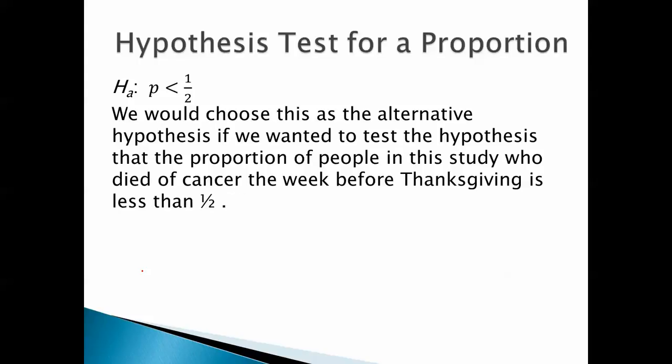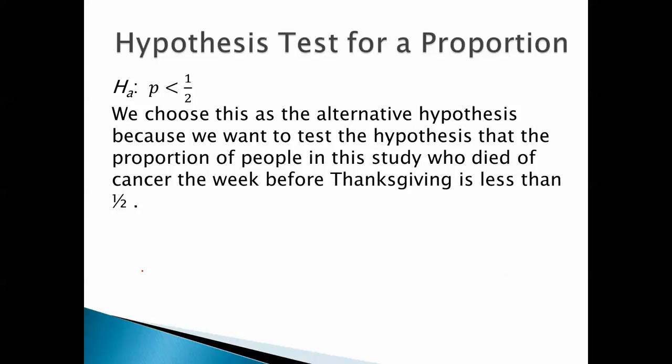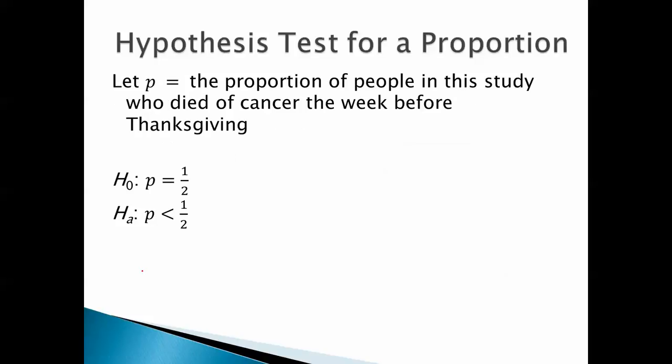P is less than a half. We would choose this as the alternative hypothesis if we wanted to test the hypothesis that the proportion of people in this study who died of cancer the week before Thanksgiving is less than a half. And that's what we hypothesized, so that's what we want. P is less than a half. Let P equal the proportion of people in this study who died of cancer the week before Thanksgiving. The null is P equals a half. The alternative is that P is less than a half.